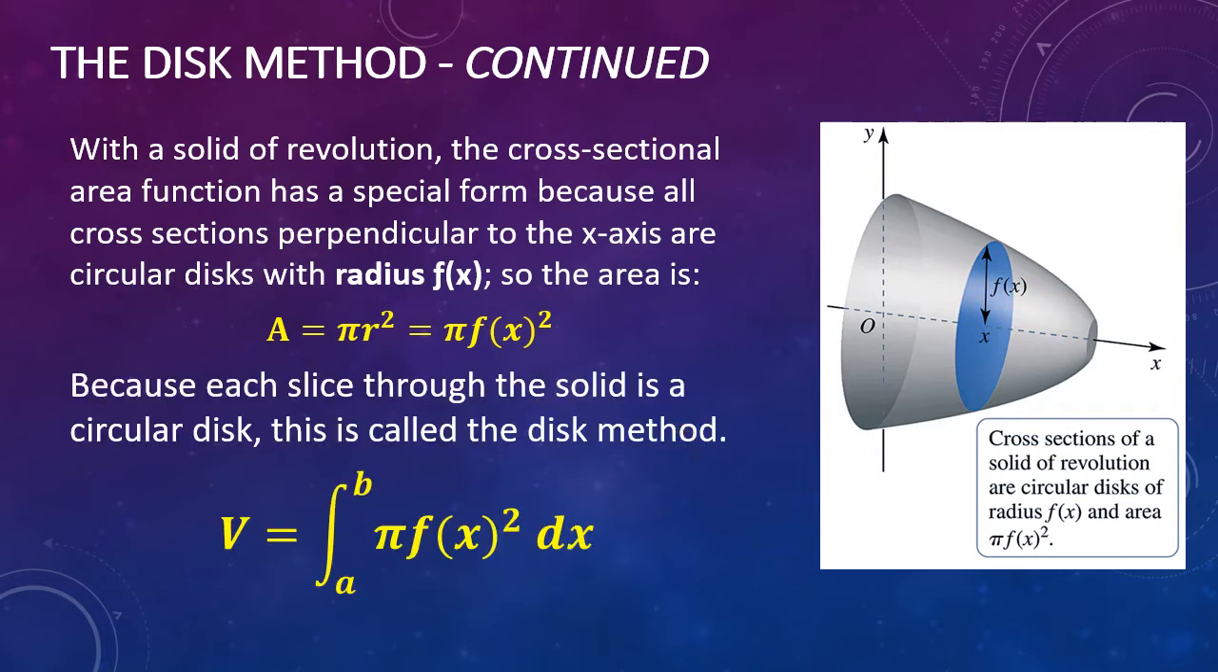Because each slice through a solid is a circular disk, this is a special case of the general slicing method called the disk method. And so we get the volume equals the integral over the interval a to b of pi f of x squared dx.